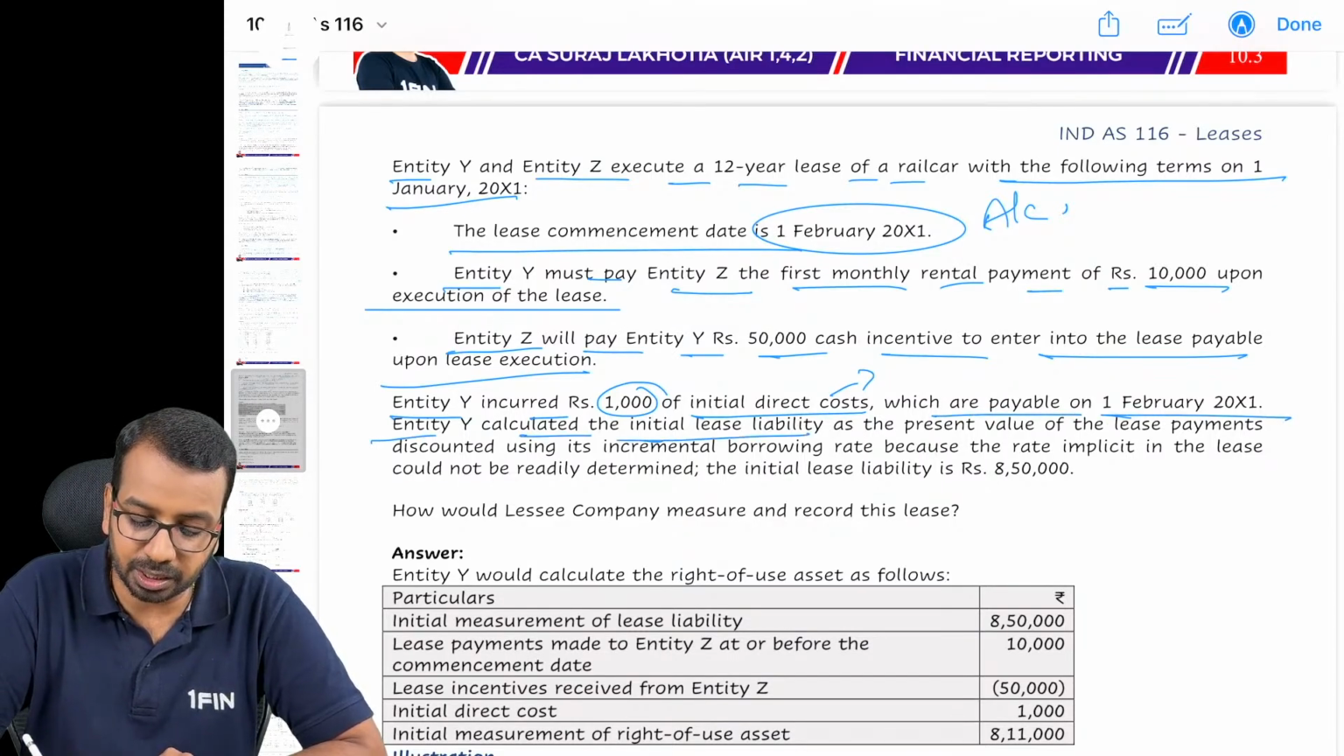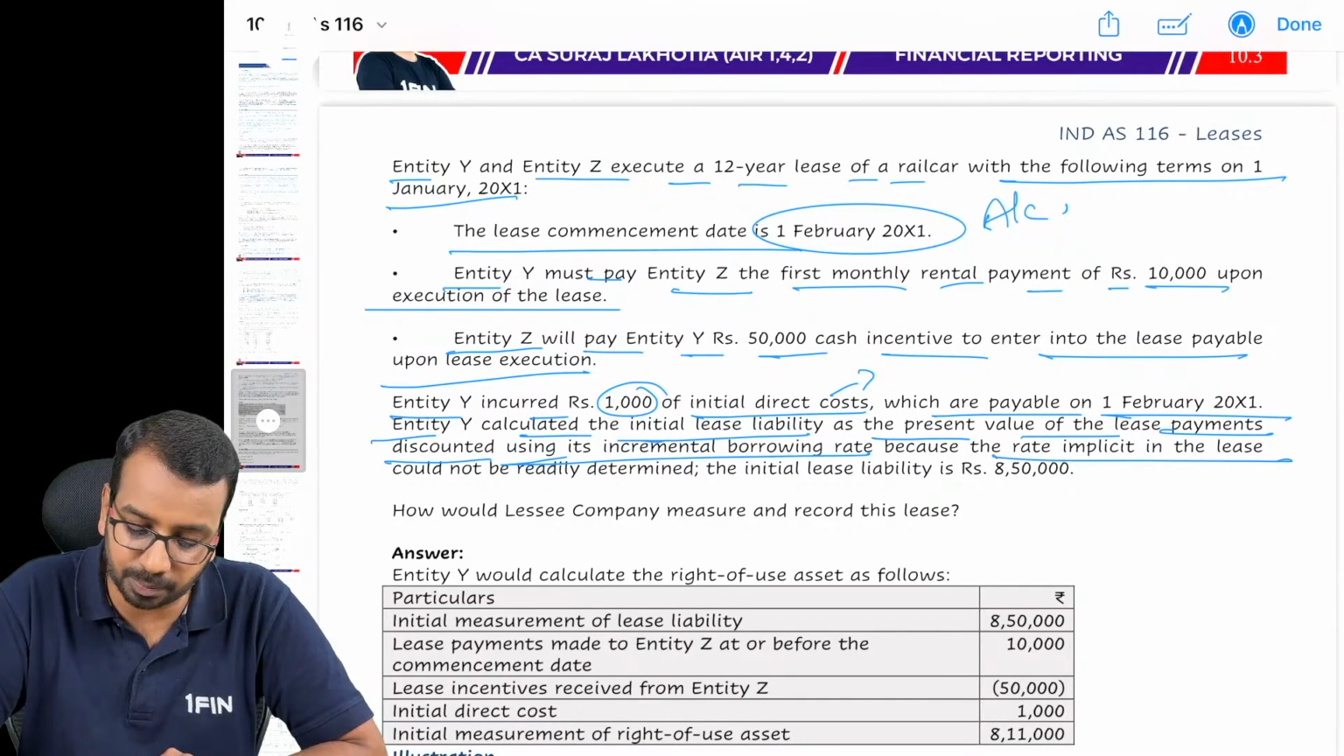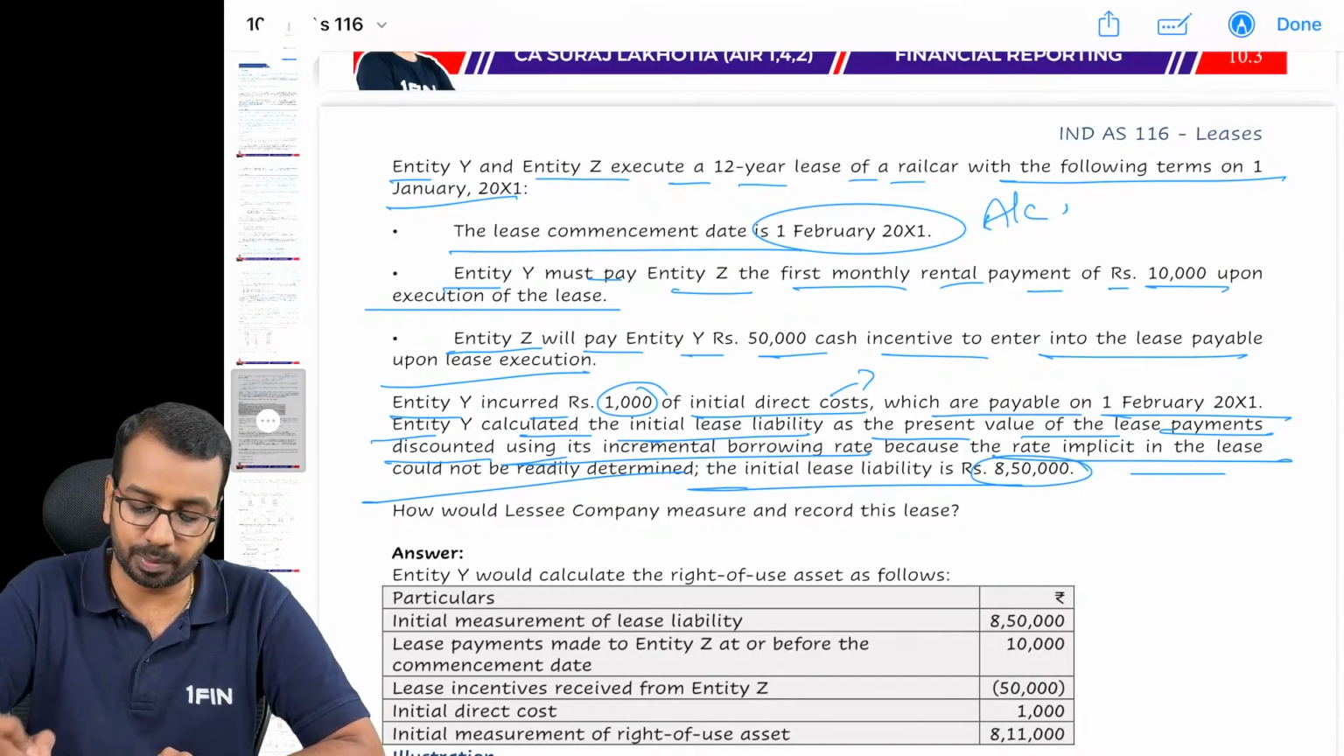Entity Y calculated initial lease liability as present value of lease payments discounted using its incremental borrowing rate because implicit rate is not available. Initial lease liability is 850. These are unpaid payments. Okay.